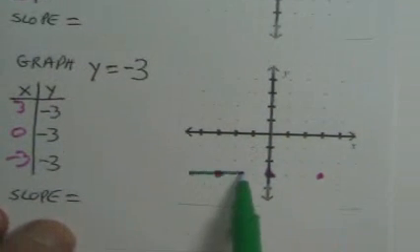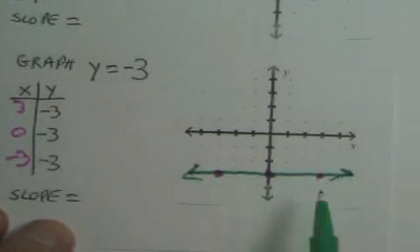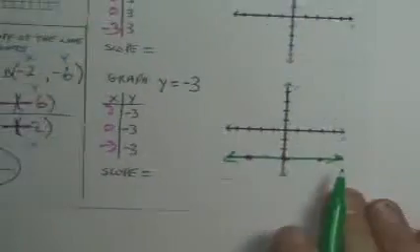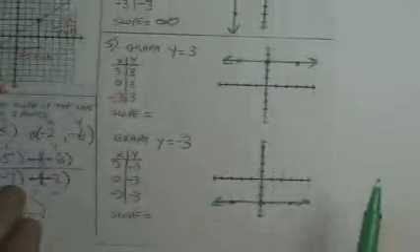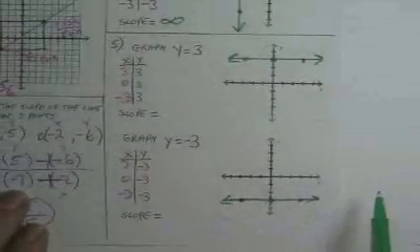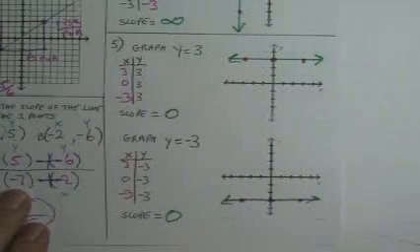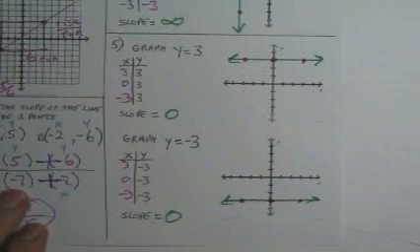I'll just quickly draw a line through there. So it looks like that. And hey, we didn't talk about the slope here. So what is the slope? What is the steepness of this line? 0. The steepness is 0. It is flat.